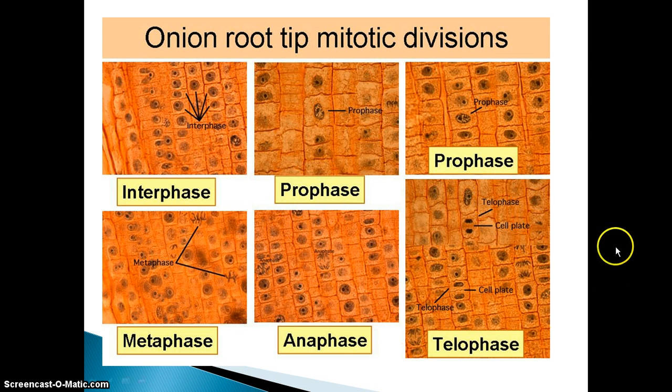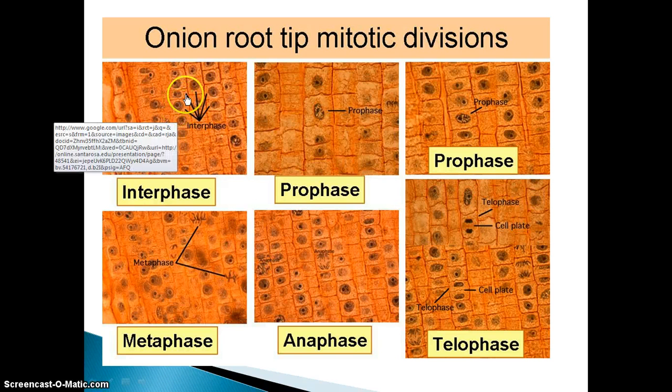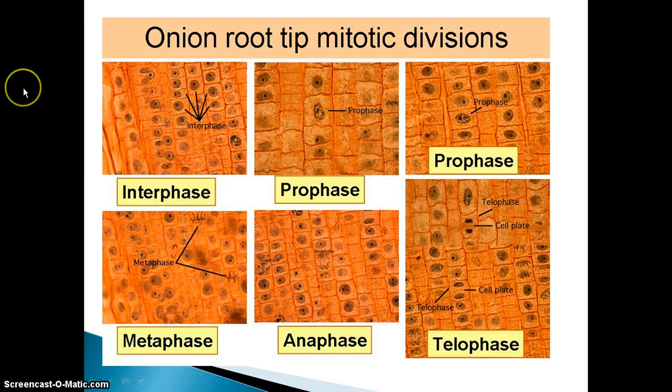Here's one more picture from the onion root tip, and they have the phases nicely labeled for you. You can see all those little arrows are pointing to different cells that are in interphase. You can see in the second box, prophase, the chromosomes are starting to coil up and become visible. In the third box, prophase again, the chromosomes are beginning to darken and be visible.